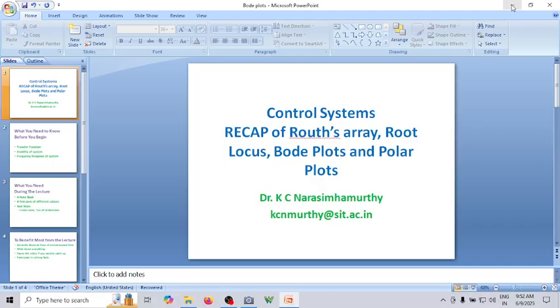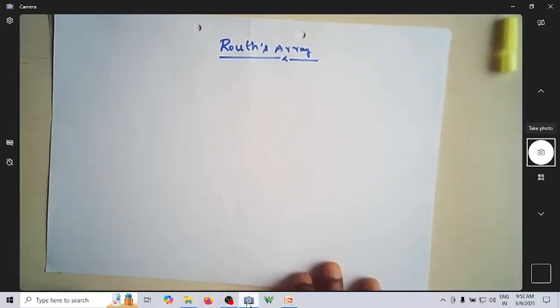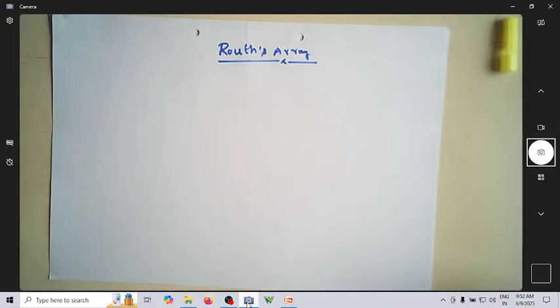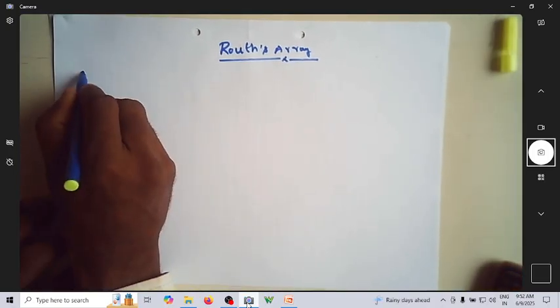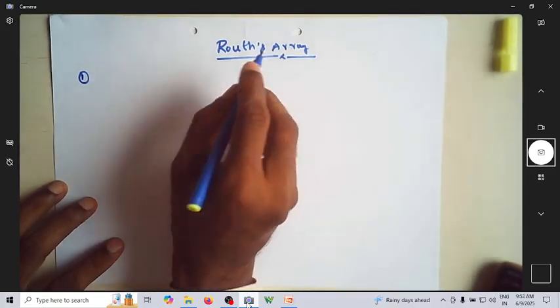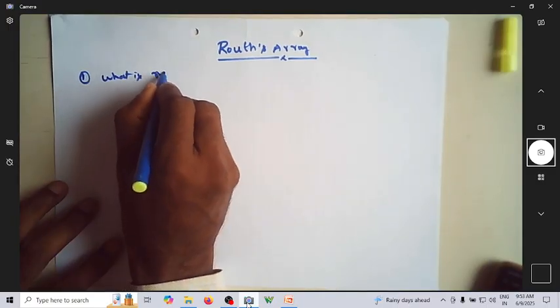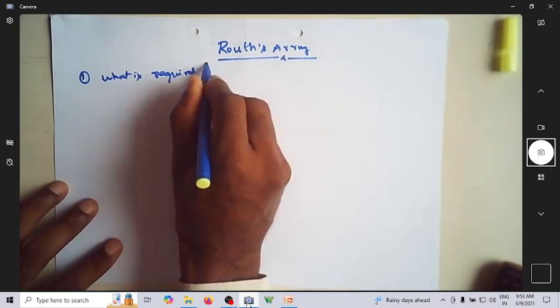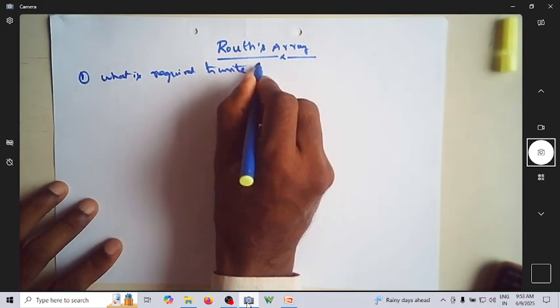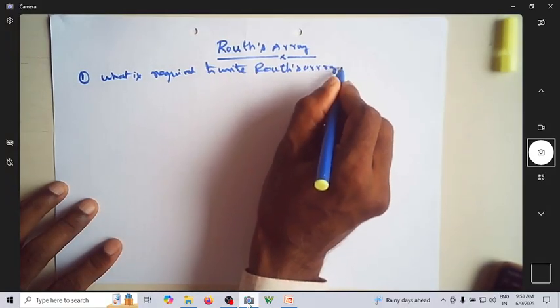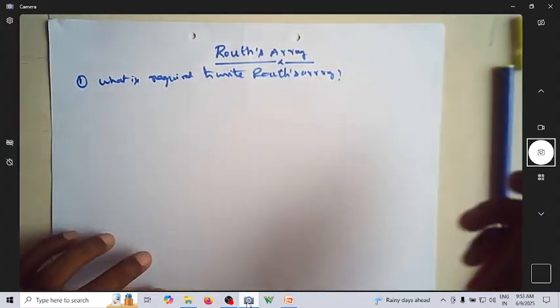Okay, in the recap, let us try to have some questions and start answering them to understand the need of all these topics. First and foremost, let us start with what is the requirement to have a Routh array. So what is required to write a Routh array?